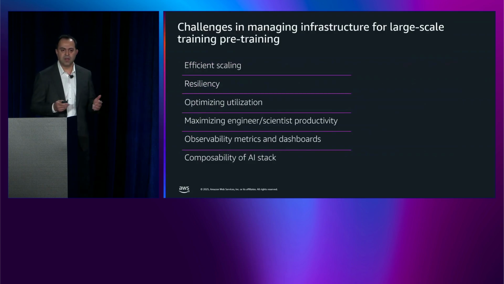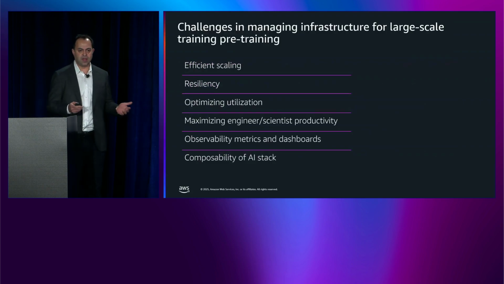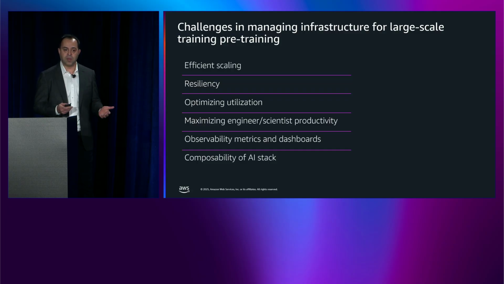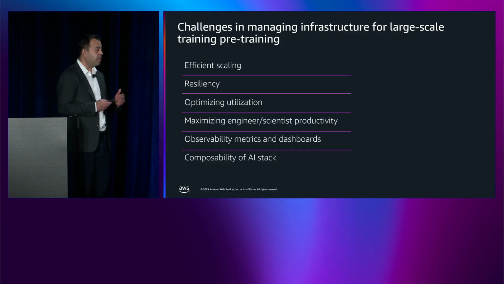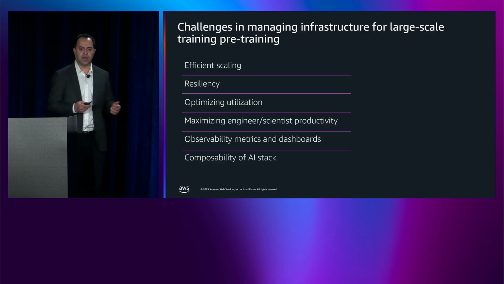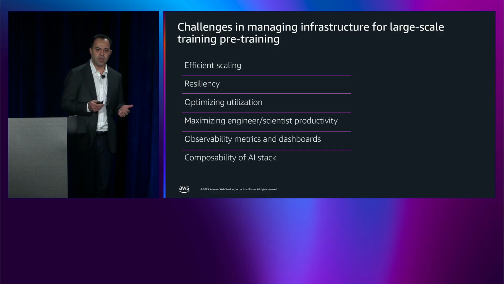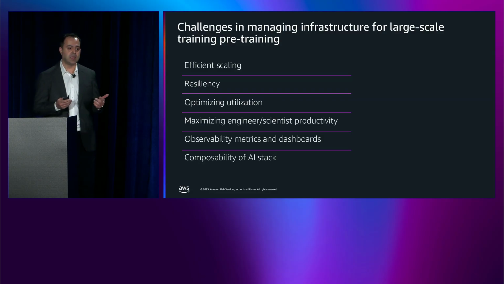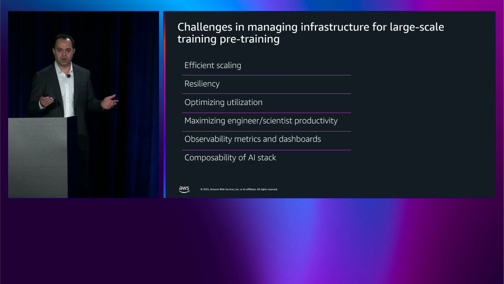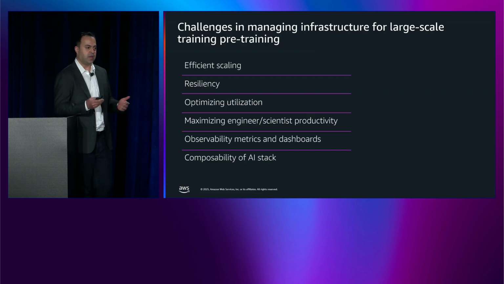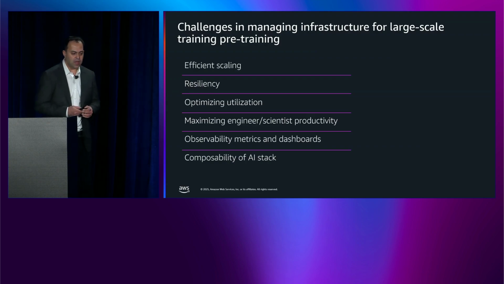Well, this sounds simple, right? But in reality, the pre-training stage is quite complicated to execute. There are multiple challenges that you face when you're pre-training a model. The first one is efficient scaling. These models are large, and there's a lot of data being used to train them. So they often don't fit onto a single AI accelerator. So you have to pre-train over a large cluster of AI accelerators, such as GPUs or AWS Trainium instances. And so you need solutions to be able to efficiently scale across a large number of accelerators.